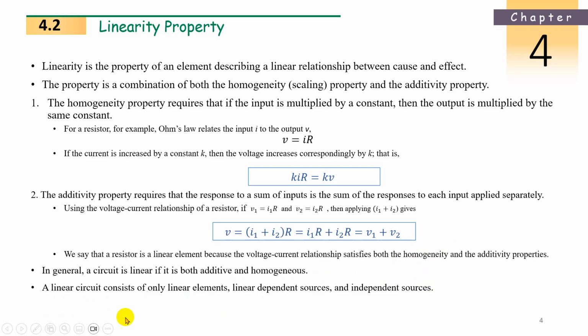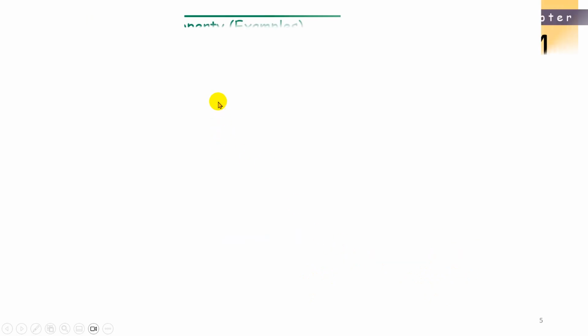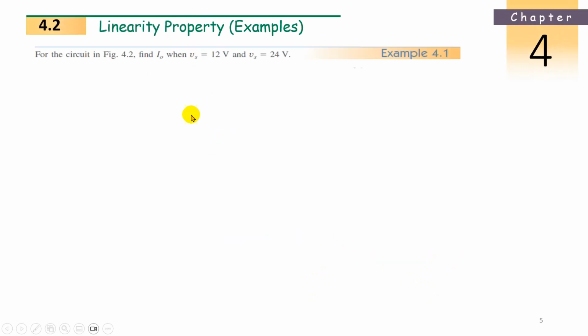It must contain linear elements: resistor, capacitor, inductor, which are passive elements. Linear dependent source, which depends on another branch. And independent source, for which V is equal to IR, Ohm's law should be satisfied. A dependent source depends on another branch element, but it is linear. So now coming to the linearity property continuation.